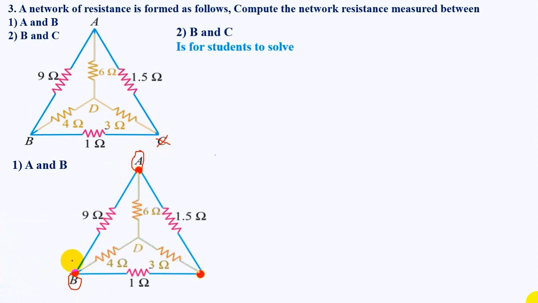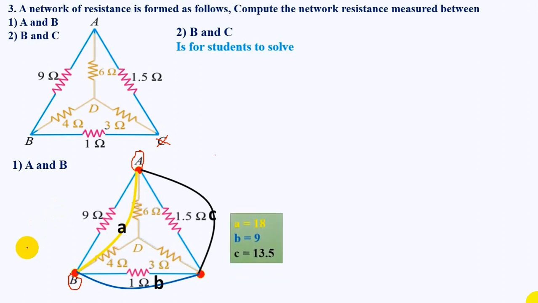Now between A, B we have one element, between B and the other end we have one element. Similarly, between the other end and A we have one more element. Now we call them respectively A, B and C, and we know the formulas. When you solve, you'll be getting 18, 9 and 13.5. I'll substitute those formulas.